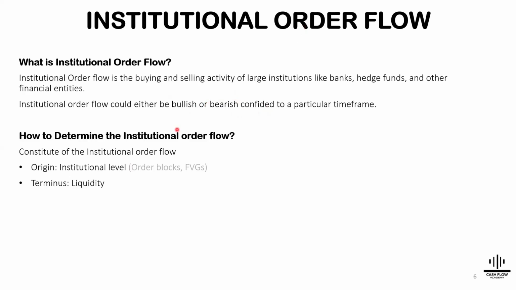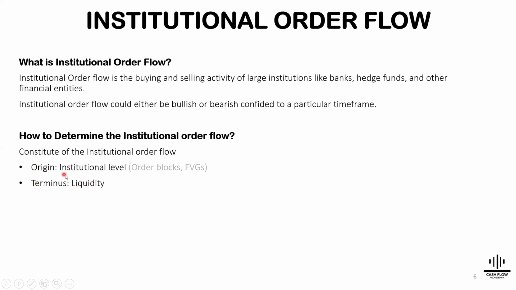Now, how do you determine the institutional order flow? How can you tell that the market is going to be bullish, meaning that large institutions like the banks, hedge funds, and other financial entities are going to be buying? How can you tell they're going to be selling? There are things you look out for. Now, I've been able to simplify it to two things. Number one, it has to have an origin and then a terminus.